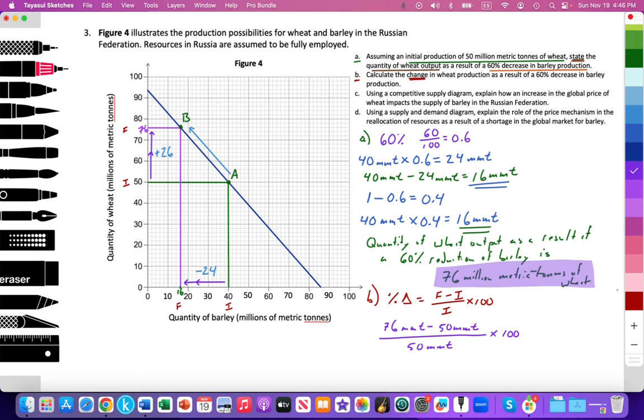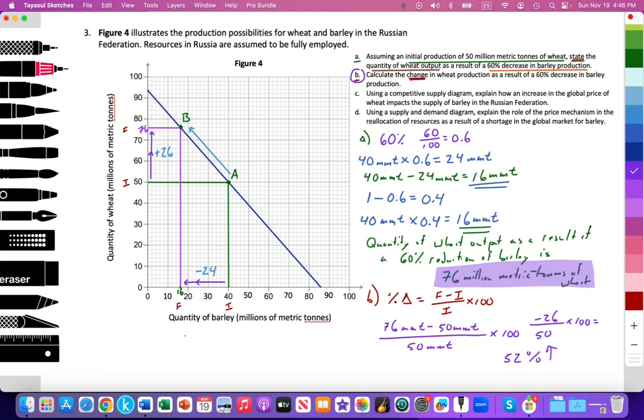And so that works out to 76 minus 50. Sorry, mental math, which I should have done. That's positive 26 over 50 million metric tons. And then you divide that and multiply it by 100, and you're going to get an answer of 52%. You're going to get a 52% increase in wheat production. And there we have the answer for question B.